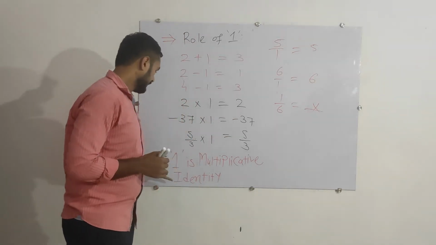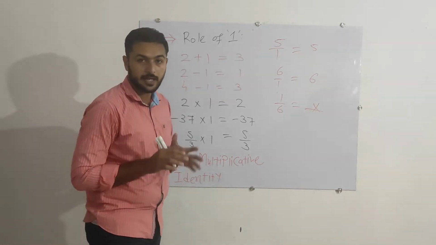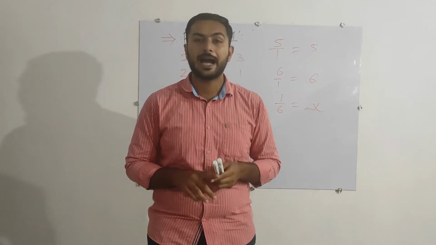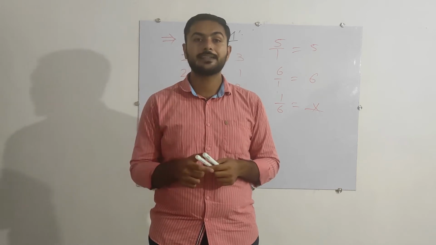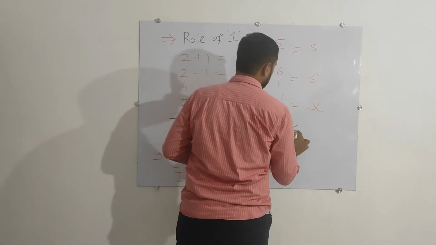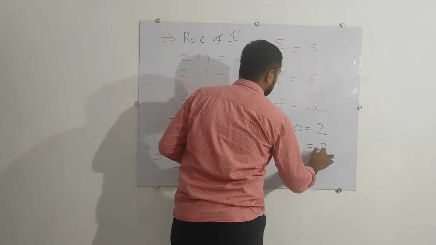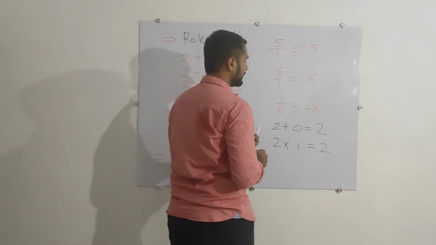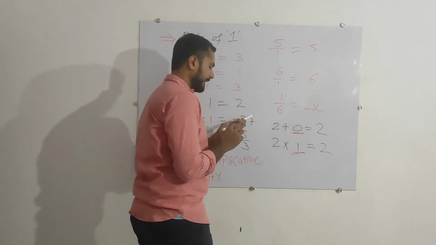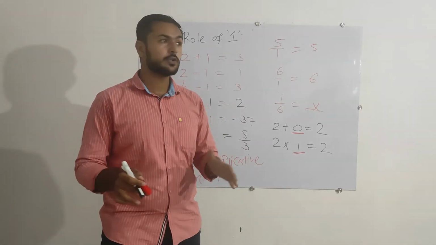And what we derive here is that 1 is the multiplicative identity. Remember, the multiplicative identity is 1, and the additive identity is 0, because if I do addition with 0 for any number, the result is the same, and for multiplication with 1, the result is the same. So 0 is the additive identity and 1 is the multiplicative identity. So this is all about the role of 1. Just pause the video and note this down.